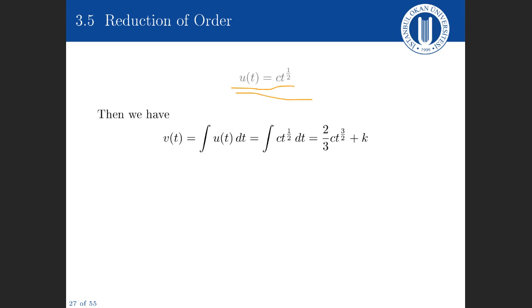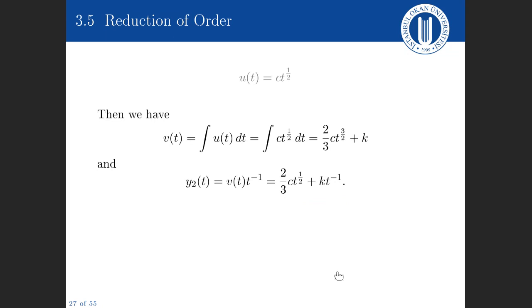So we found u now. To get v, we integrate. V is the integral of u. That's 2/3 c t to the power 3/2 plus a new constant, which now I'm calling k. So then y2 is going to be v multiplied by y1. y1 was just 1 divided by t, so y2 must be 2/3 c t to the power of a half plus k t to the power minus 1.